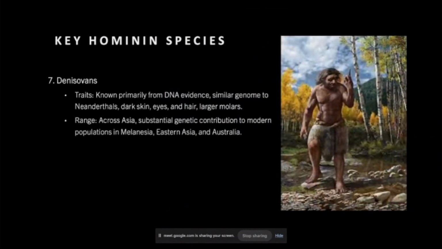Then we have the Denisovians. We know a lot of our information about them from DNA evidence, and the DNA evidence basically says that they had a similar genetic makeup to Neanderthals. So they had dark skin, eyes, hair. They had larger molars. The molars in our mouth are responsible for what? Do you remember what the molars in our teeth are important for?